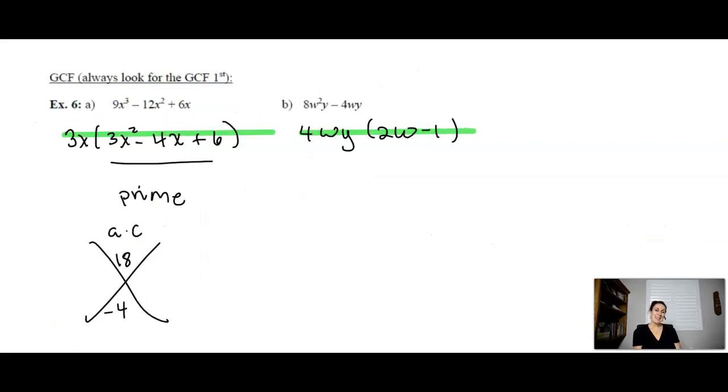Looking at example 6a, I started by factoring out the GCF of 3x. Then I tried to factor using the AC method, but you can see there was nothing I could find to multiply to get 18, but add to get -4. So therefore, I was done with the problem. On B, I factored out the GCF of 4WY, and I was left with 2W subtract 1.